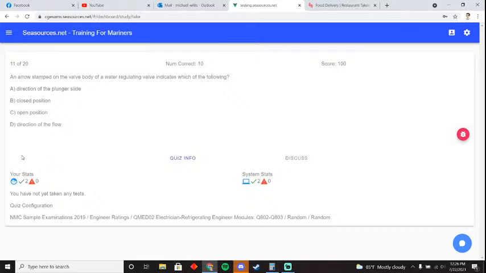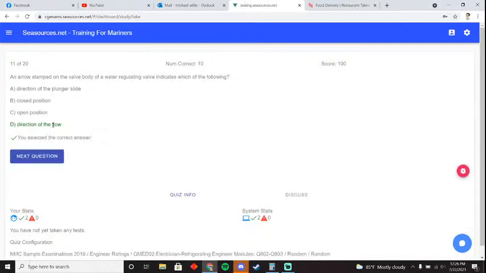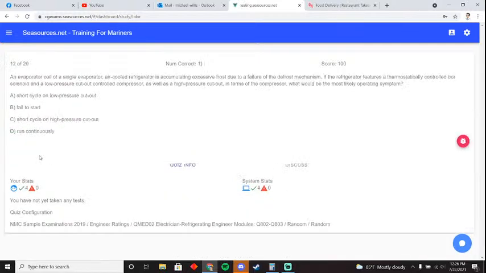An arrow stamped on the valve body of a water regulating valve indicates which of the following? That would be the direction of the flow. Because you can't see through your pipe, so you can't see which way your liquid's flowing. And it's not like a water hose. You gotta know, because these pipes are everywhere around the ship.